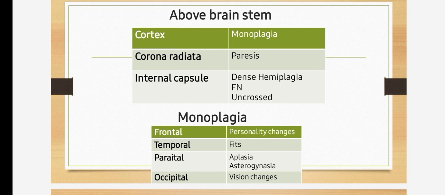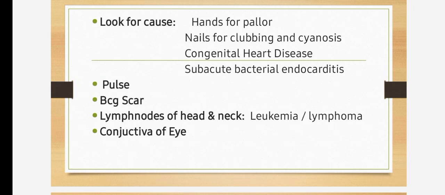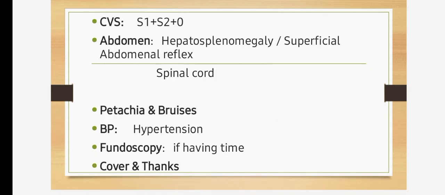Now do the general physical examination to rule out the cause. Hands for pallor, nails for clubbing, cyanosis for congenital heart disease and subacute bacterial endocarditis. Check pulse. BCG scar for tuberculosis, lymph nodes for TB, lymphoma and leukemia, eyes for conjunctival hemorrhages. Do CVS examination, S1, S2 for congenital heart disease, and check liver and spleen for leukemia. Petechiae and bruises should also be checked.